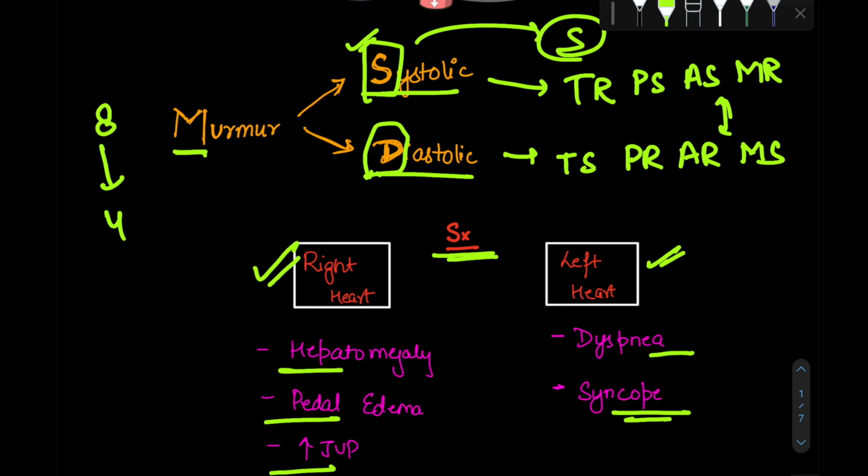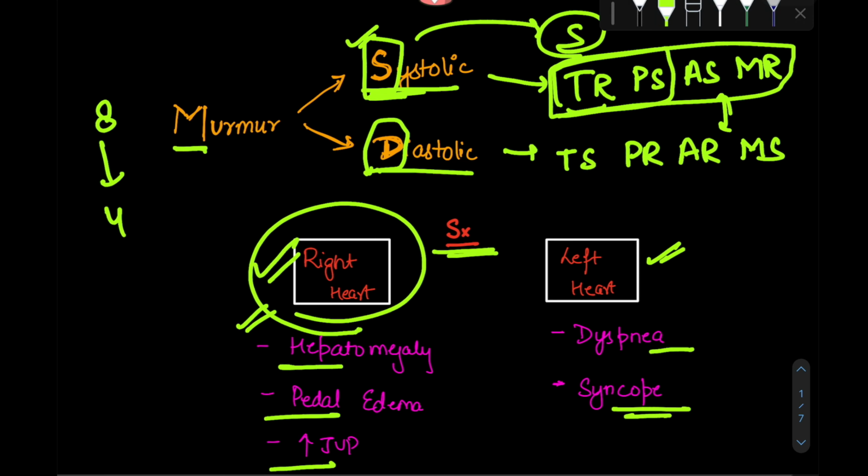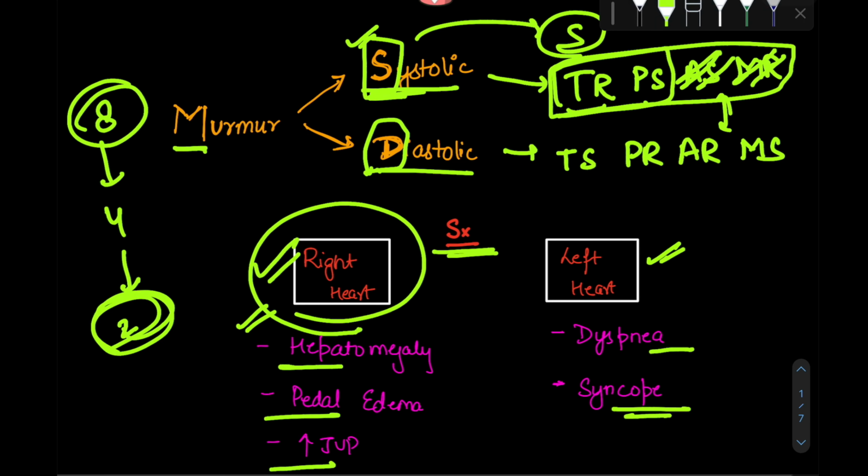By seeing this, if a person comes with right heart symptoms and has a systolic murmur, you have to see these 4, and since it's right heart, you have to see only right heart valves, that is tricuspid and pulmonic. You don't have to think about aortic and mitral. So from 4 you are down to 2, right? From the 8 initially you are down to 2 valvular diseases, and to differentiate between 2 is a lot easier than to confuse between these 8, right?